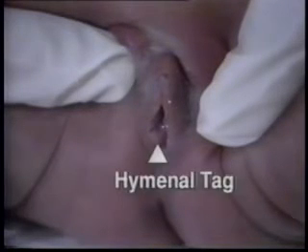A whitish serosanguinous or bloody vaginal discharge may be present during the first few days after birth. This normal discharge results from withdrawal of maternal estrogen absorbed by the fetus. Another normal finding is a hymenal tag. The tag disappears in several weeks.